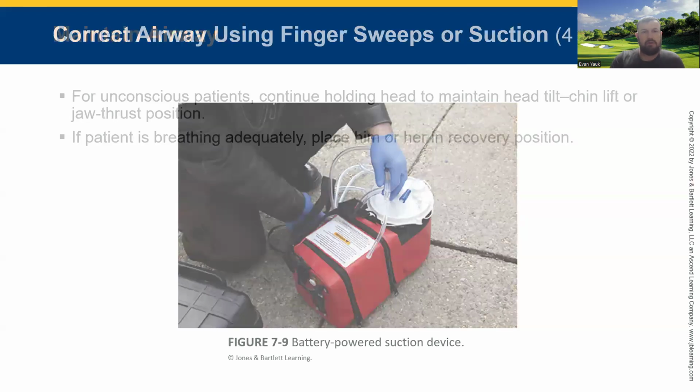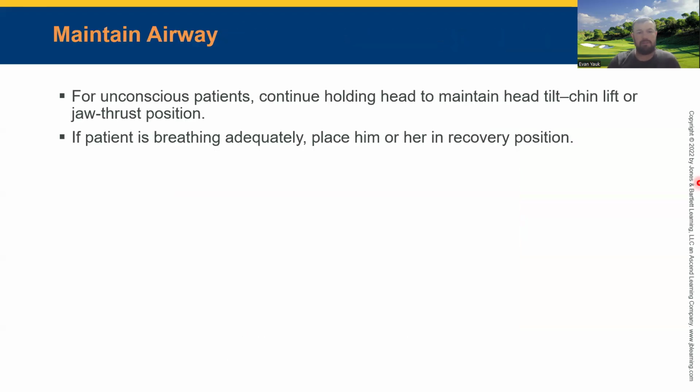Okay. So now we're moving on to maintain the airway. For unconscious patients, continue holding the head to maintain head tilt, chin lift, or the jaw thrust maneuver. If a patient is breathing adequately, place him or her in the recovery position. So adequate breathing is we have good chest rise and fall. We have a good rate, 12 to 20 breaths per minute for an adult is adequate, but we want that good chest rise and fall. We want it regular. We don't want loud, noisy breathing. Normal breathing is what we want.